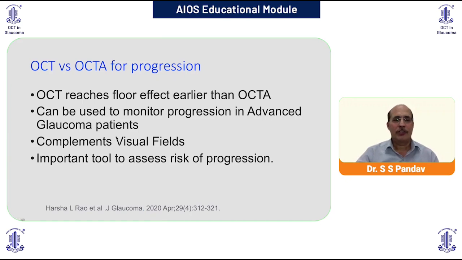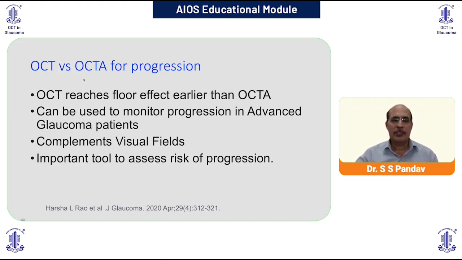If you look at OCT versus OCTA for progression, OCT has a disadvantage because in advanced glaucoma, there's what we call a floor effect. Whenever most of the nerve fibers are thinned out or lost, OCT will still give you some values there, which indicate non-neural elements basically. That's called the floor effect, because OCT values will not go any further, even if the glaucoma is progressing.